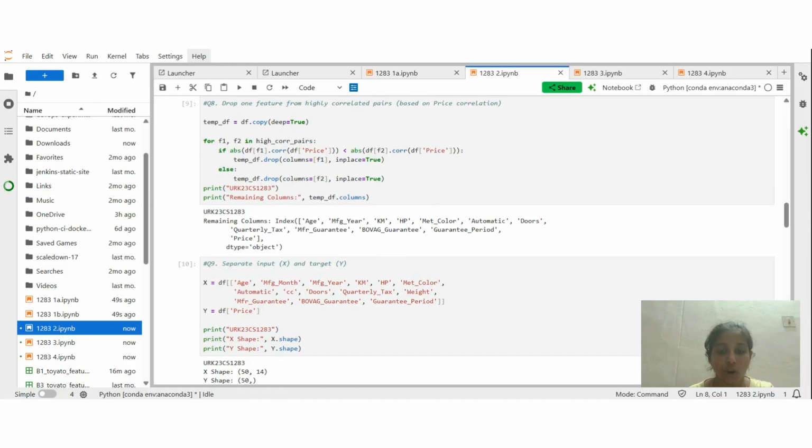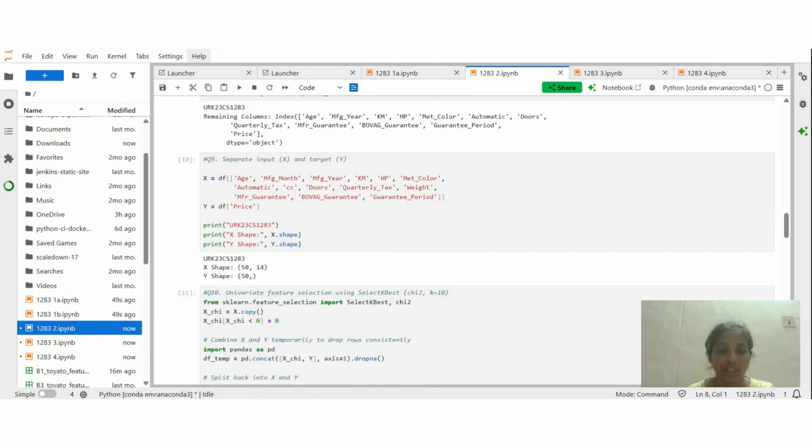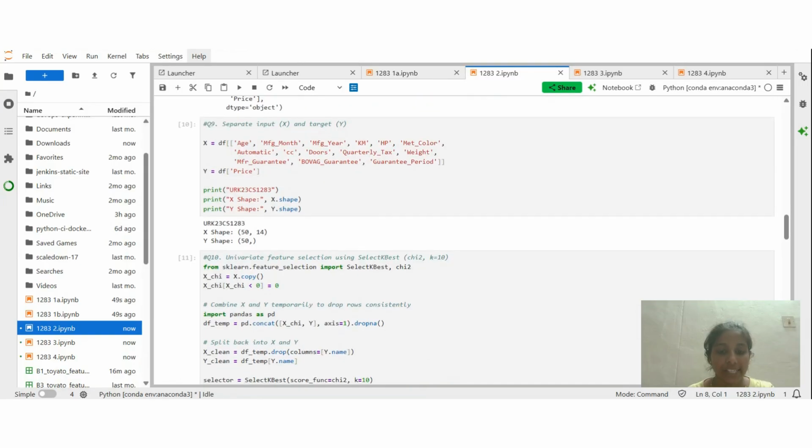And eighth one is drop one feature. Keep the feature that has stronger correlation with the price. From each highly correlated pair, I kept the feature that is more related to price and removed the others. And ninth one is splitting X and Y. X is input feature and Y is a target variable. I separate the dataset into input feature X and the target variable Y for model preparation.